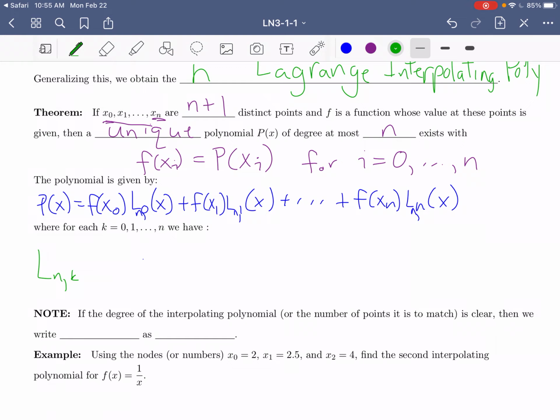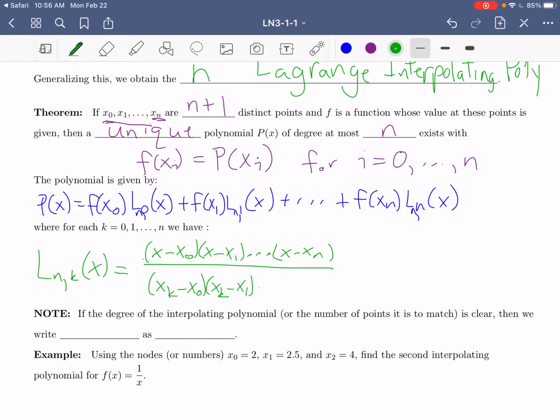L n,k? So L n,k of x, the way that that is defined is you'll have x minus x0 on top times x minus x1 times, multiply that all the way up to x minus x sub n, and on bottom you will have xk minus x0, xk minus x1, xk minus x sub n.